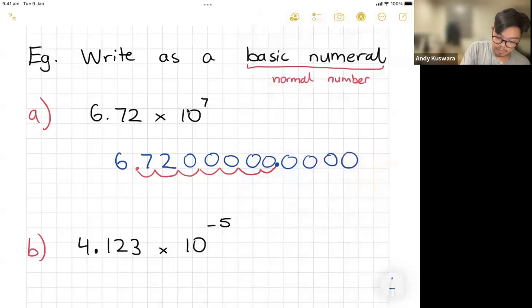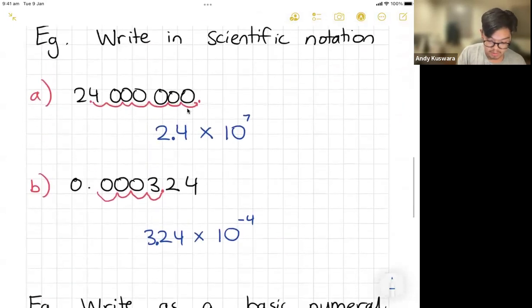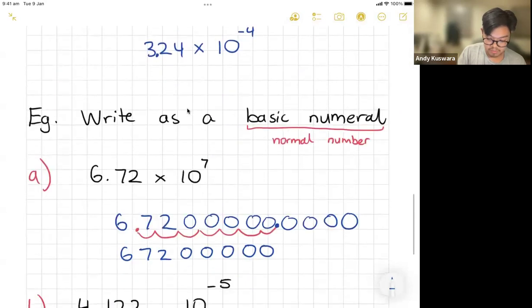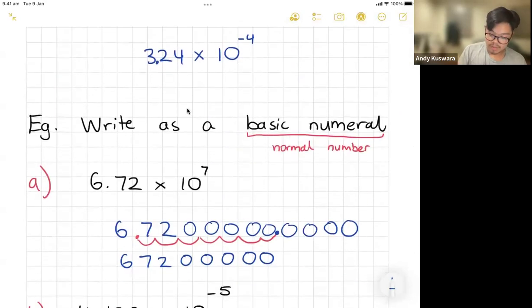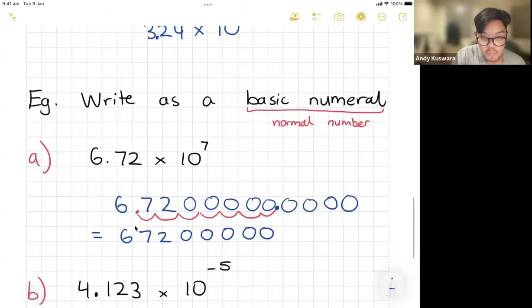And now all I'm really doing is writing my new answer, which is 672000000. And so my answer in this particular case is 67,200,000. Hopefully that makes a little bit of sense. Now I've done that, I should probably write equals. So again, I do one with a whole bunch of zeros just for my working out. Make sure you leave your answer as correct like this.